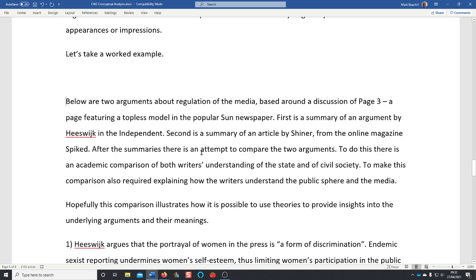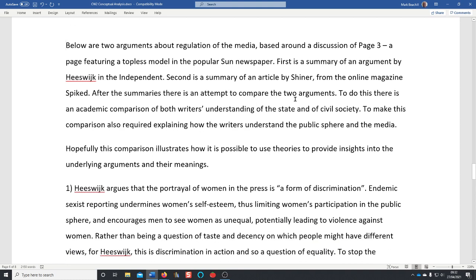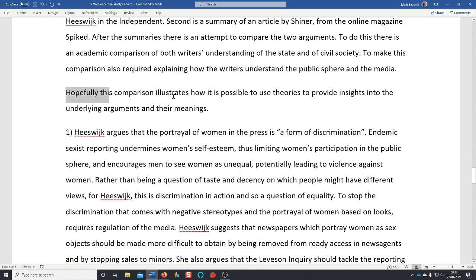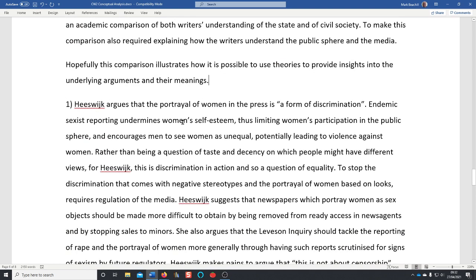After the summaries, there's an attempt to compare the two arguments, and to do this we make a comparison of both writers' understanding of the state and of civil society. And also to make the comparison requires explaining how the writers understand the public sphere and the media, the public and the media. So hopefully this comparison illustrates how we can use theories to give insights into writing.